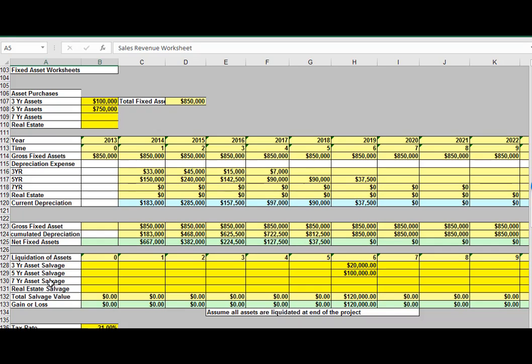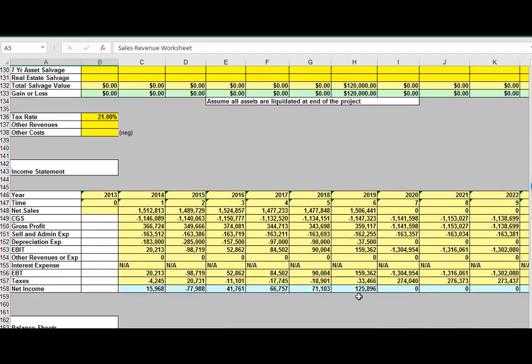Now, the other thing we have to do is determine what will the value of these assets be at the end of this project. So at the end of this project, we expect to be able to sell the 3-year asset for $20,000 and sell the 5-year asset for $100,000, which gives us a cash flow at the end here of $120,000.